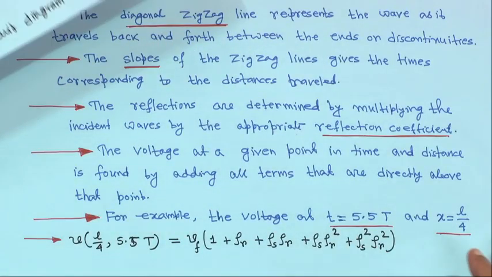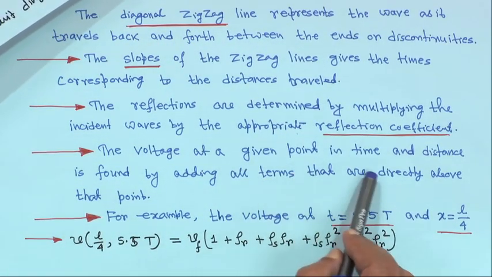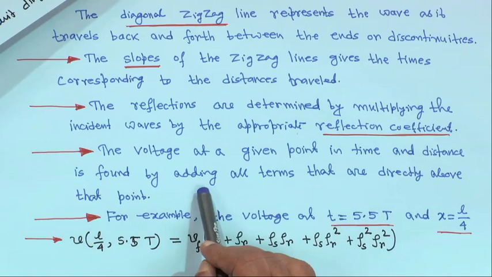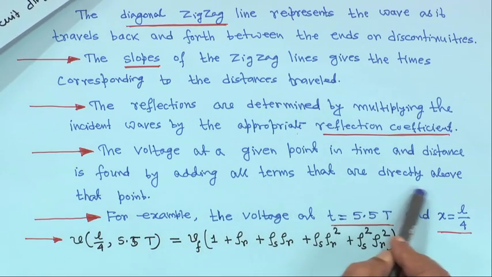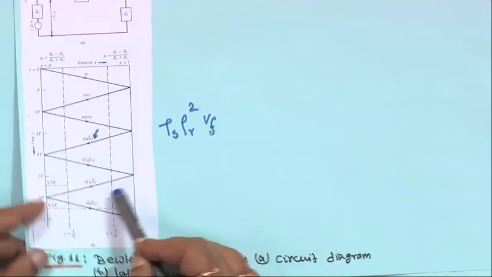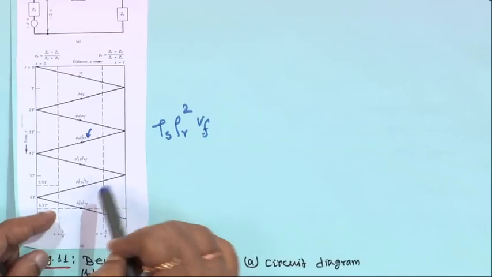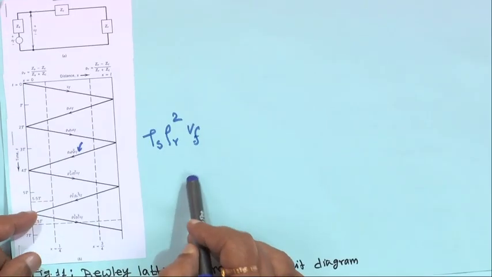The voltage at a given point in time and distance is found by adding all terms that are directly above that point. How to find the voltage, I will come back to soon.